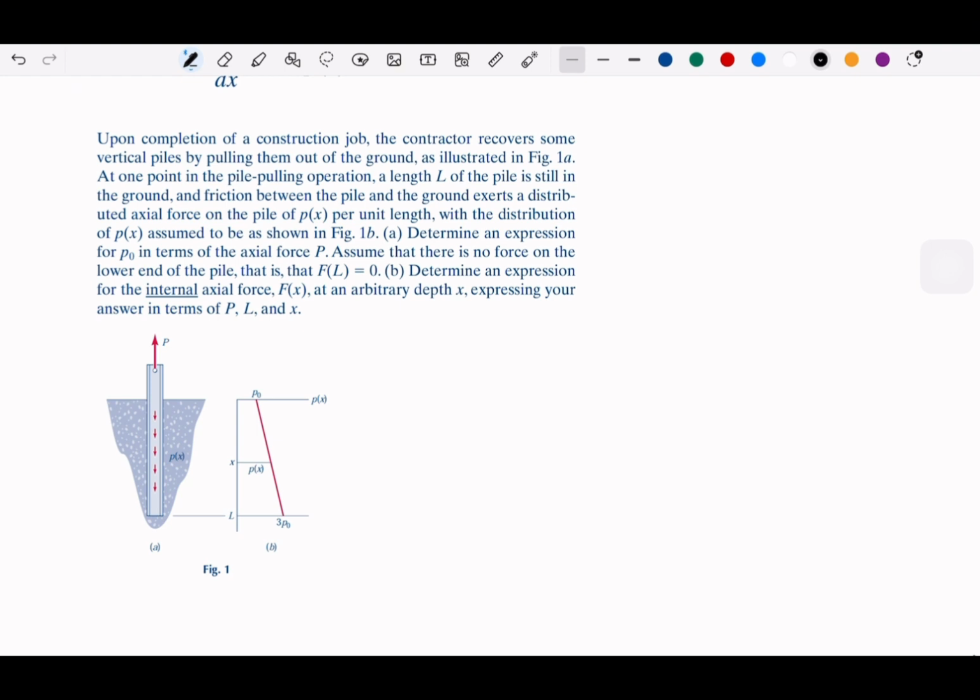Okay. So F of L is 0. Determine the expression for the internal axial force at the depth x. So that means it's similar to what we have in chapter 2 or in chapter 1. We slice, we cut, and then we express this in terms of x. Okay, in terms of x, and then we need to compute the internal axial force. Okay. And then we need to express it in terms of P, L, and x.